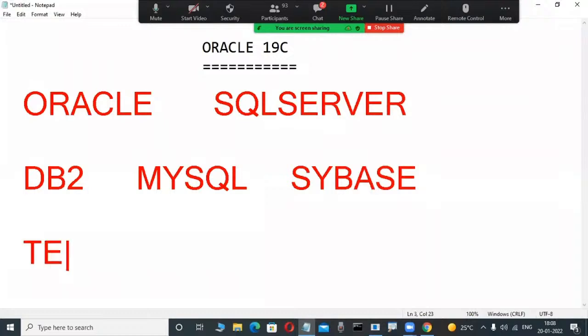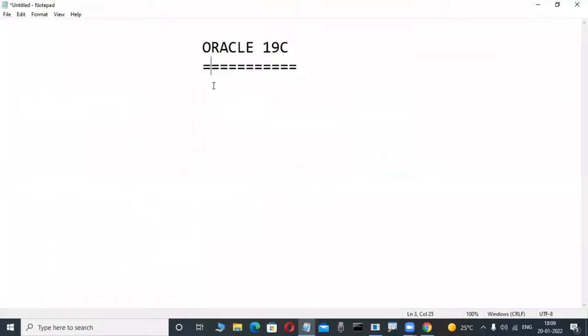Again, Teradata. Maybe many of you have an idea, data warehousing application programmers. Teradata is a database product from NCR Corporation. SQLite is a database product. Like this, so many database products are there from different companies. That's why Oracle is always one of the popular database products. Okay, fine.